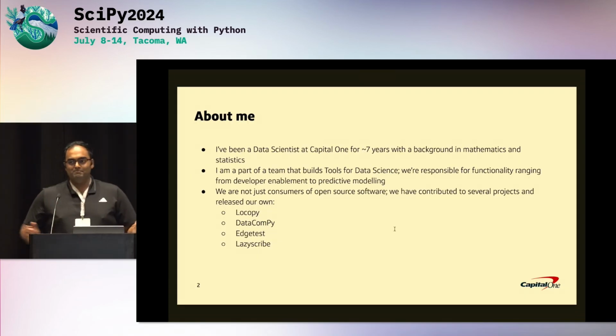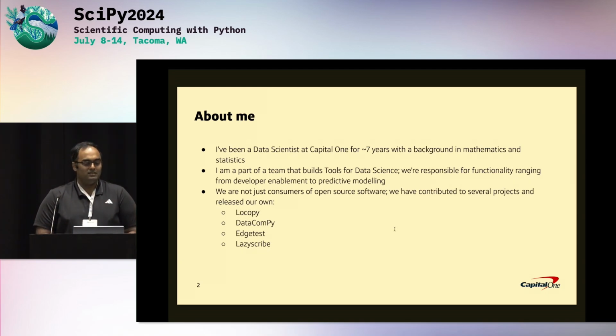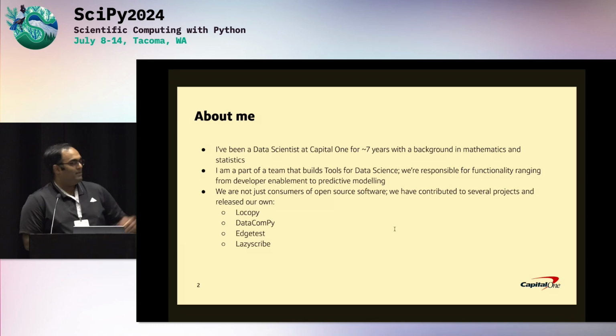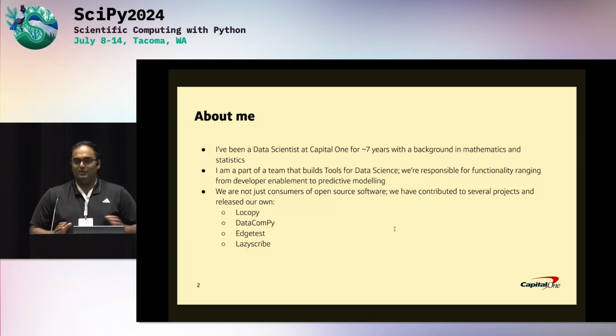So a little bit about me. I've been a data scientist at Capital One Canada for about 7 years, and I come at this from a background in math and stats. So for anyone looking for a super technical CS-driven analysis of Rust and Python, I'm sorry, that's not me.